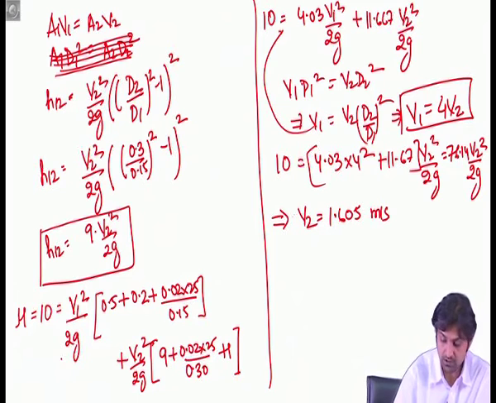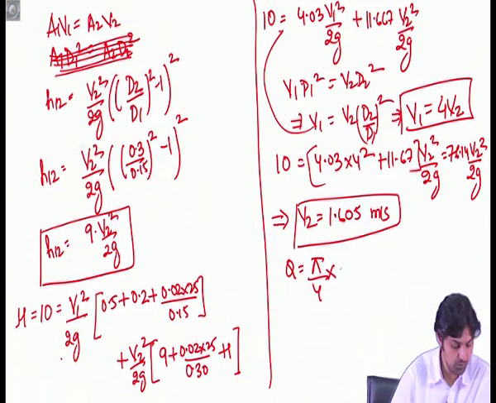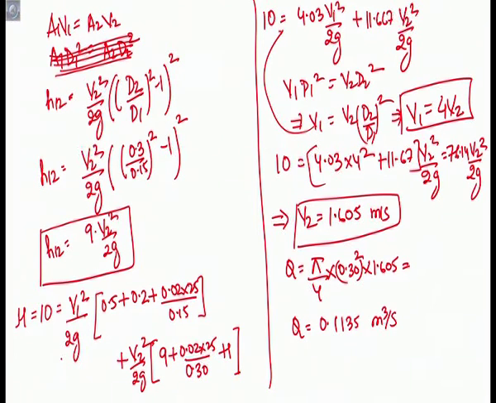1.605 meters per second. And if we know v2, we can simply find Q as pi by 4 into 0.30 whole square into 1.605. That will give us 0.1135 meter cube per second. All right. So you see how we have applied the principles of major and minor losses and the equation of continuity to solve such a complex problem like this.